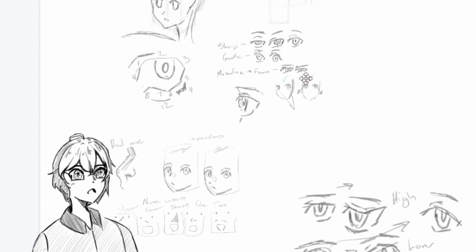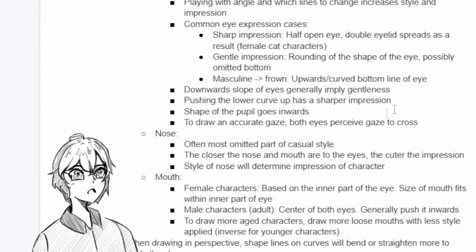So you can see this masculine eye has a little bit of a sharp look with a bit more aggression. And as you can see, as this bottom line starts rounding out and the eyebrow starts getting a little bit closer to the eye, you get closer to a look of disgust. And some general tips on eyes.